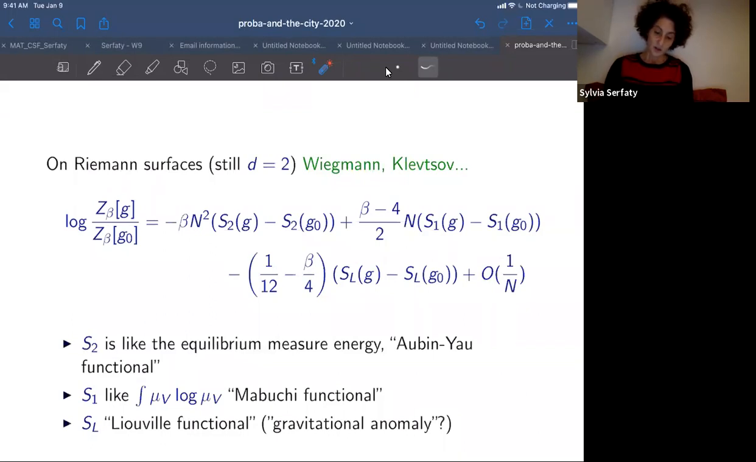So this S2 is actually just like our E, what I call E, the equilibrium measure energy. In the geometric language, they call it the Aubin-Yau functional. The S1 is just the entropy for us, but they call it the Mabuchi functional. And the SL, which we don't have access to at all rigorously, they call the Liouville functional, and it's related to something called gravitational anomaly. But okay, these things are calling for some proofs, and we still have ways to go to do that.